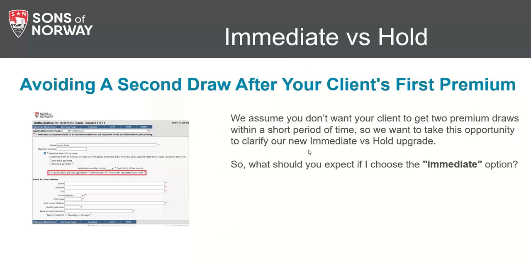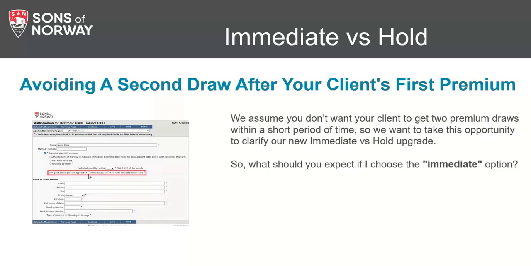Next, I want to spend some time on a newer feature added to our guaranteed issue, immediate versus hold. What does that mean? You are going to see that information when you are on the payment section. So you select the draw date. As a reminder, you can now draw from the 1st through the 28th.